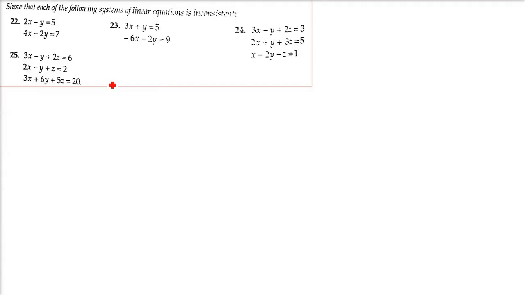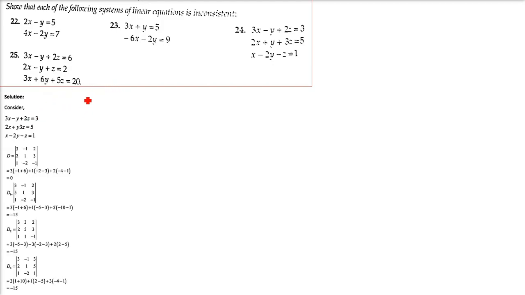One of these I'm going to tell you. Let us take 24 or 25, because by that you will understand 22 and 23 also. You will be able to understand how actually the inconsistency happens. In 3 by 3, you will be able to understand 2 by 2 also. So I'm taking 3x minus y plus 2z equals 3, a1, b1, c1, this 24th question. So it is 3 actually on the first equation. Then 2x plus y plus 3z equals 5.